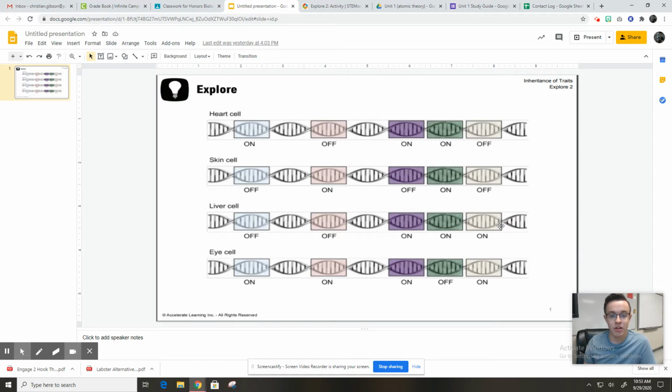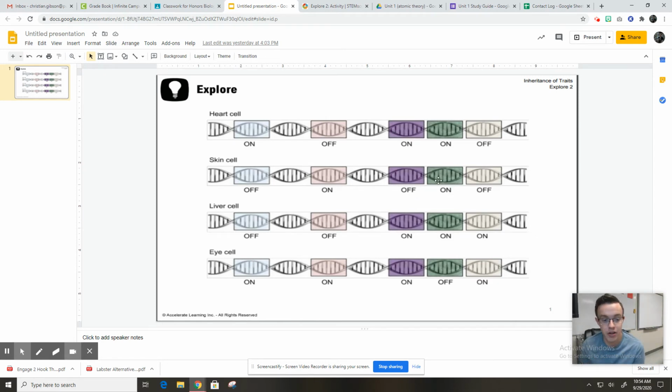So why is a heart cell functioning differently from the skin cell or the liver cell or the eye cell? Well, what do you notice is different? This heart cell, we notice that its blue gene is turned on, the pink one is off, the purple is on, the green is on, and the yellow is turned off. Now, look at the skin cell. The blue here is actually turned off. The pink is turned on. The purple is turned off. The green is on, and the yellow is off.